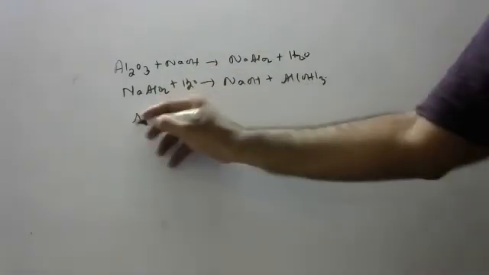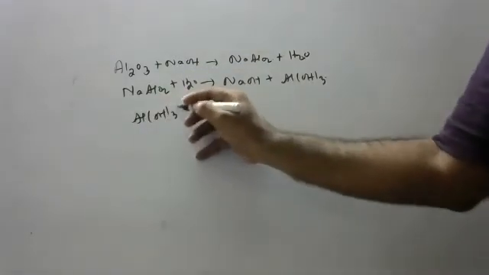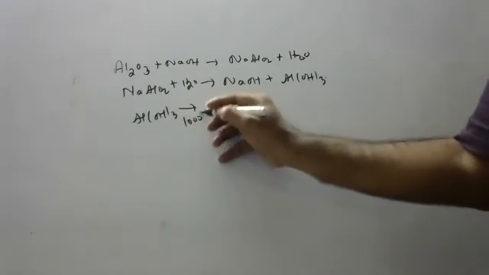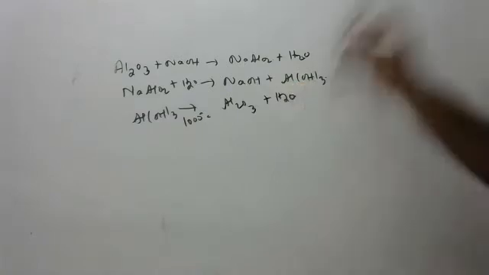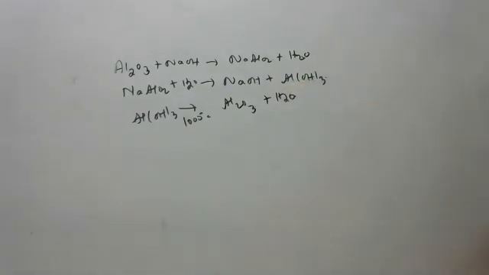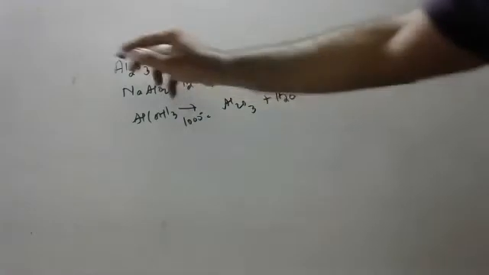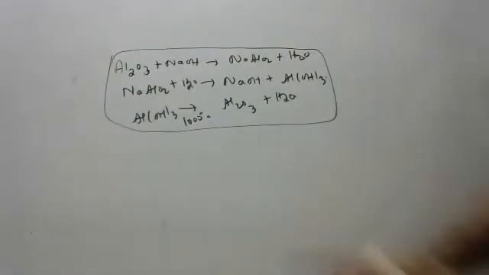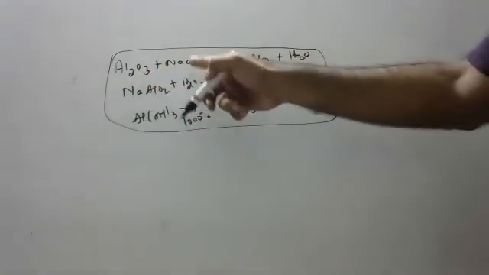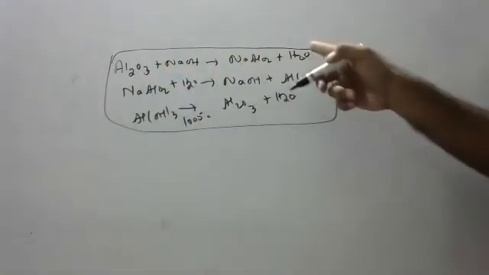Now take this aluminium hydroxide and heat it at 1000 degrees centigrade. You get Al2O3 plus H2O. This is Bayer's process, children. This entire procedure is called Bayer's process. Try to remember there are 3 steps. I didn't balance the reactions, you have to balance them. So first you take alumina, react it with NaOH, and you get NaAlO2 plus H2O.